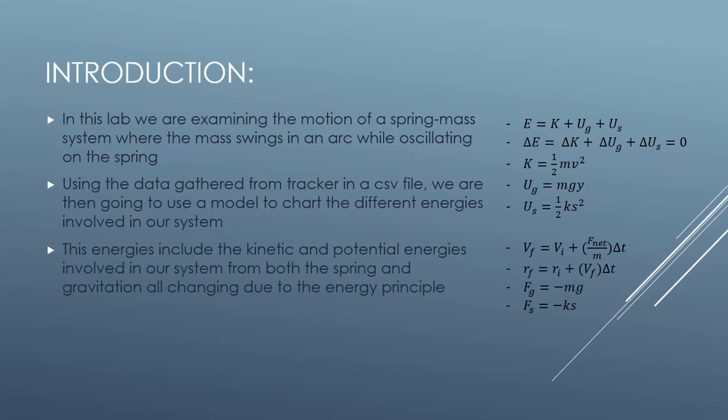In order to do this, we are going to use the energy principle, which states that the change in total energy is the combination of the changes in kinetic and potential energy of gravity and the energy of the spring, which will end up totaling to zero. Each of these individual energies is going to be calculated with the given formulas, and additionally, we'll again be using Newton's fundamental theorem to calculate the forces in order to model the motion of our mass over time.